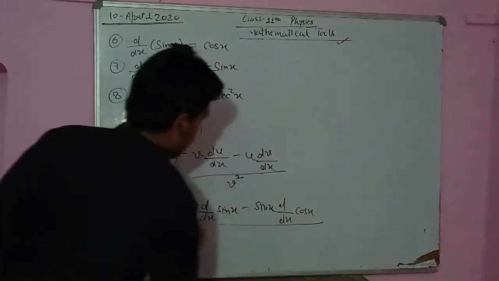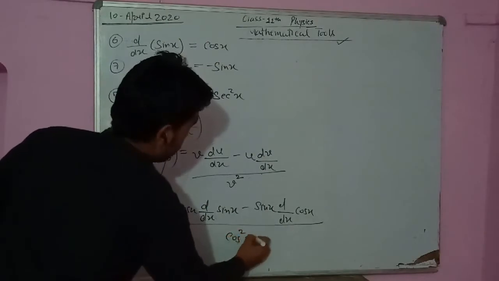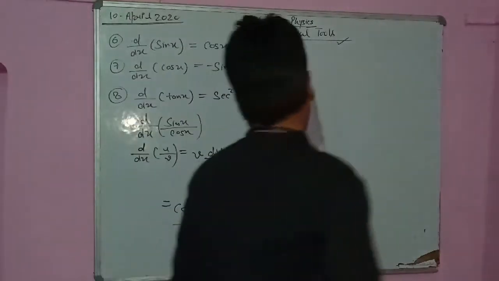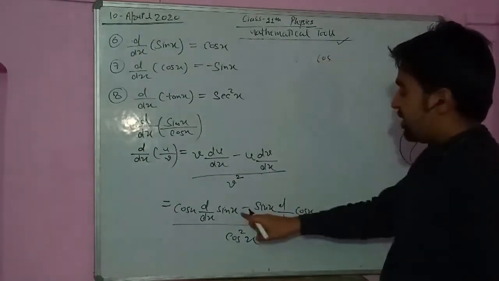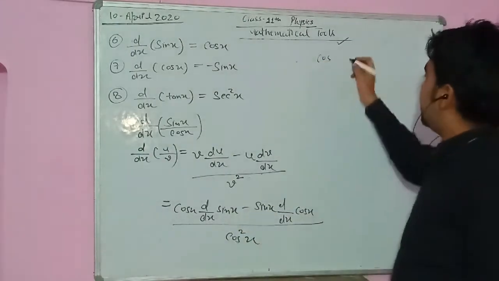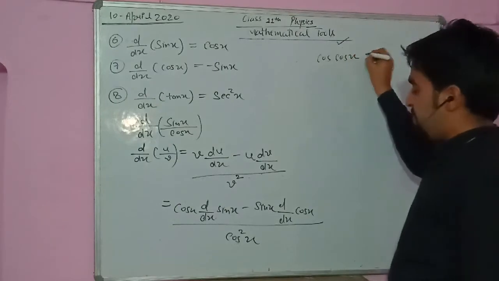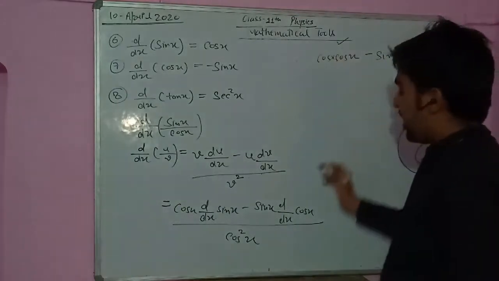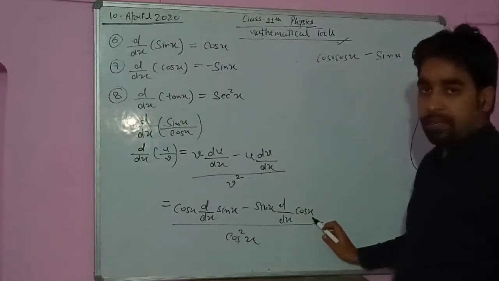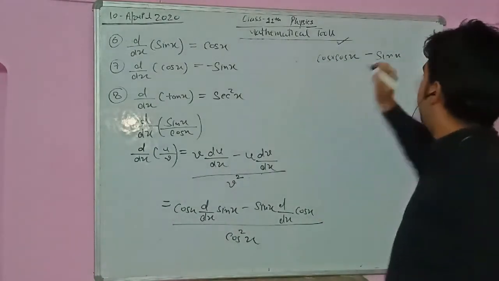divided by denominator square. So cos x whole square, cos square x. Now see, what will be the differentiation of sin x? The differentiation of sin x will be cos x. And the differentiation of cos x is minus sin x. We should learn it.